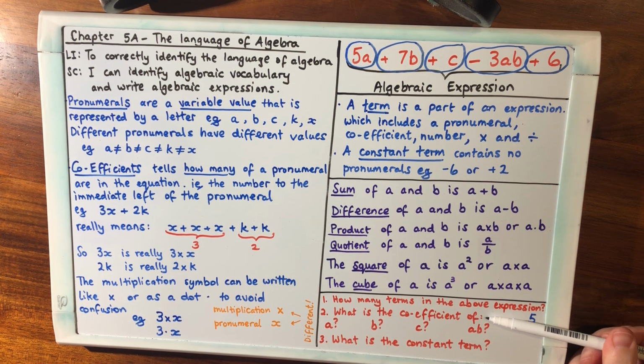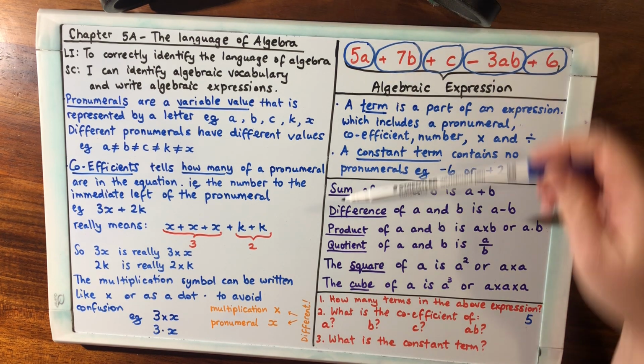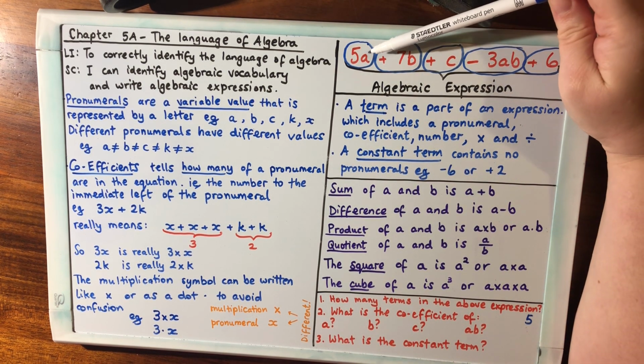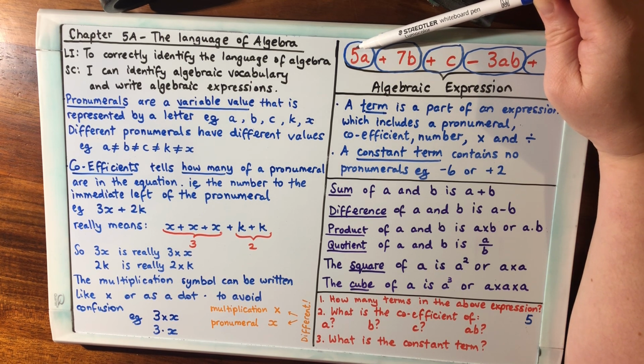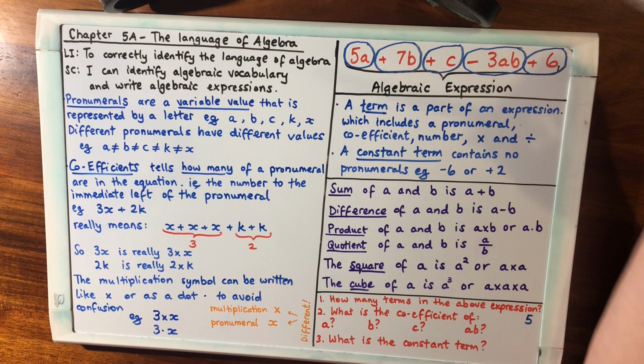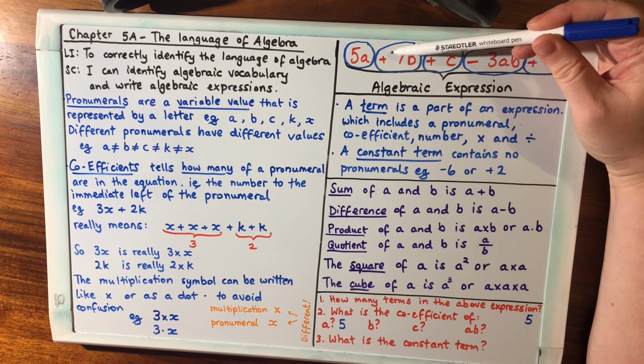What is the coefficient of a, b, c, and ab? Remember, the coefficient tells how many of a pronumeral are in the expression, and it's the number to the immediate left of the pronumeral. So the pronumeral a is this one here. That's the pronumeral, and the coefficient to the left of that is 5. It really means 5 a's. a plus a plus a plus a plus a, 5 of them. So the coefficient of the pronumeral a is 5. The coefficient of the pronumeral b, we say, is positive 7 or just 7.